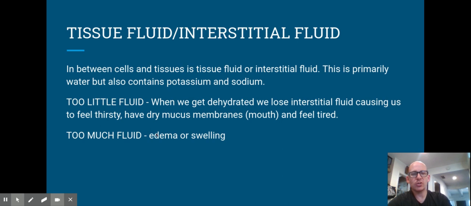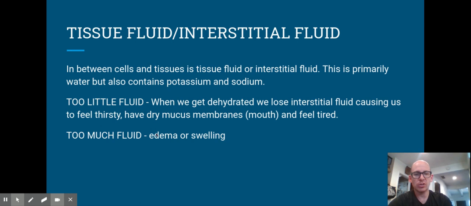We lose that interstitial fluid, and we have feelings of thirst, dry mucous membranes, such as dry mouth, but also in the nose and eyes and other mucous membranes that we have. And you're also going to feel tired. If you have too much fluid, we're going to get edema, which is basically swelling.